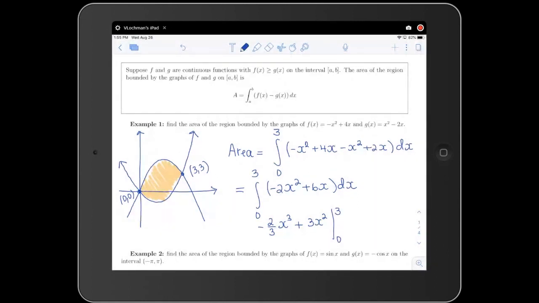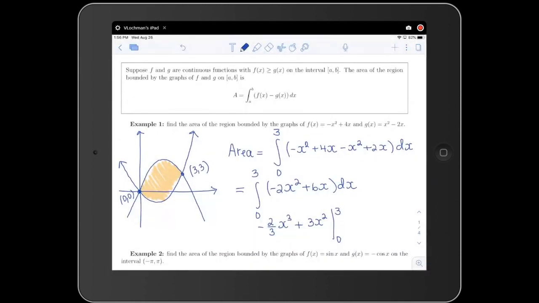At 0, everything is gone. At 3, negative 2 over 3 times 27. One of those 3s cancels out, so we get minus 18 plus 27. We get 9. The whole thing is 9 units squared.